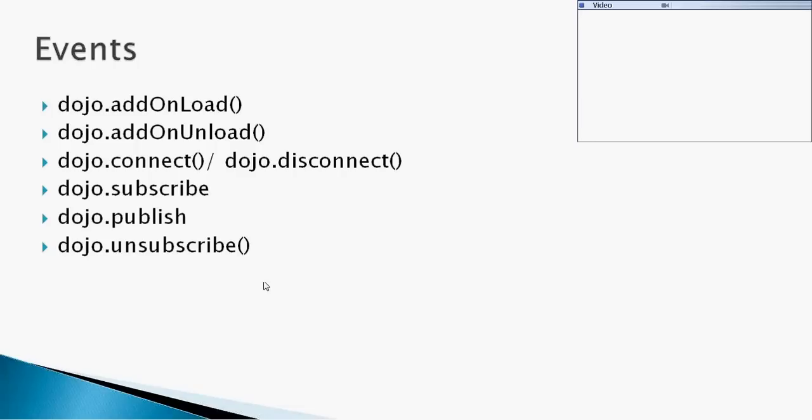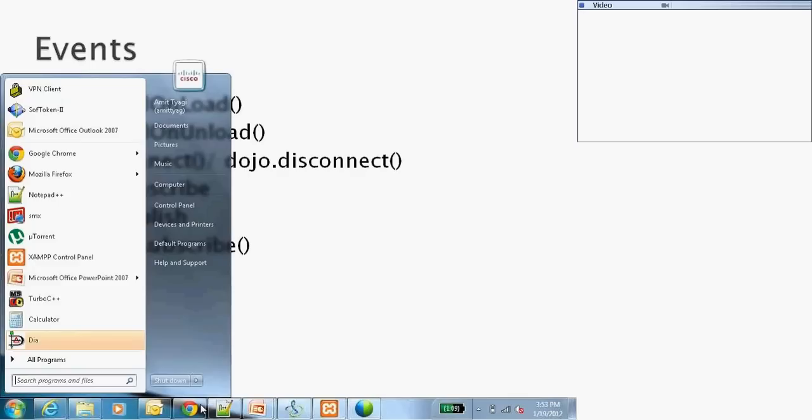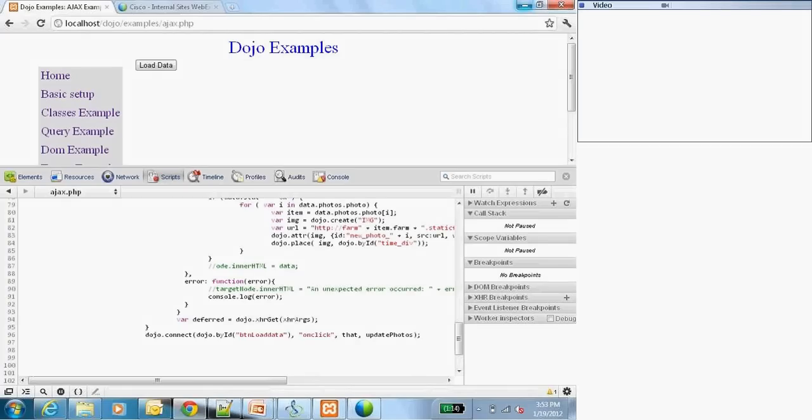Dojo.connect allows you to add callbacks for any events, for click, for key press, for mouse move. So all those things you can add an event callback, and inside your callback you can handle the event and do some action. And we'll talk a little more about Dojo.subscribe and publish here. Before that, let's quickly see this event thing.